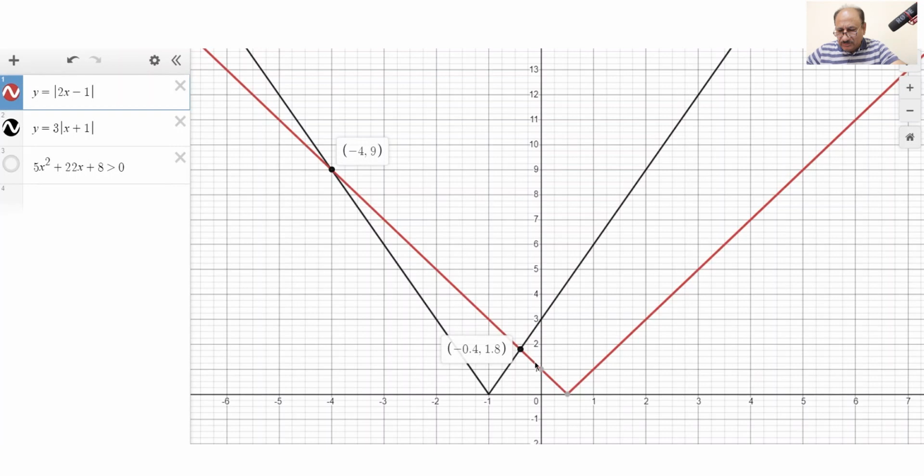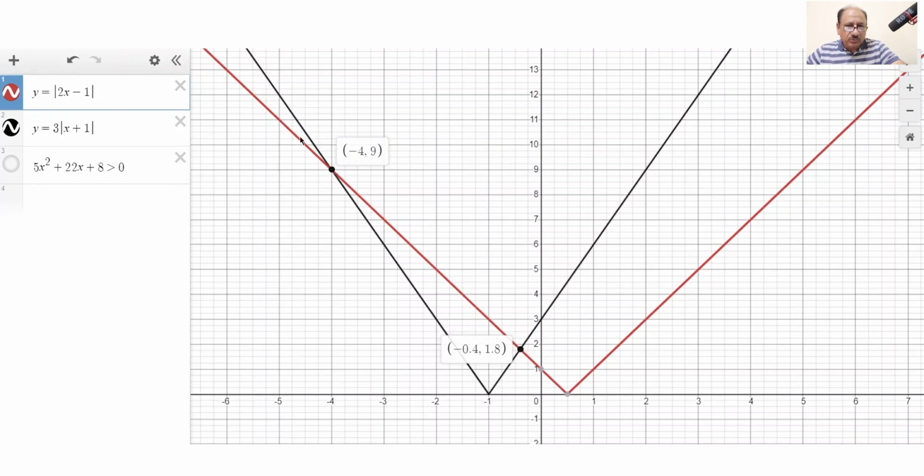So you can see from here this point is minus 0.4. From minus 0.4 x value to the bigger values, this is the section where the red graph is lesser than the black graph. Similarly, from here, minus 4 x value, the red portion is lesser than the black portion.